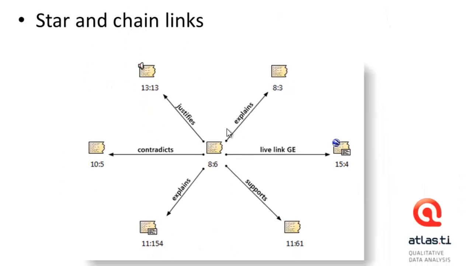In a star link, we have one central quotation, that's our source, and it links to a number of targets. We'll see that in action in the software. In terms of familiar quotation types, there's a symbols and audio quotation. This is a textual quotation with a comment, and this is a Google Earth quotation. We've seen video quotations before as well. So that's basically the two kinds of additional information about hyperlinks that you can work with: stars and chains.